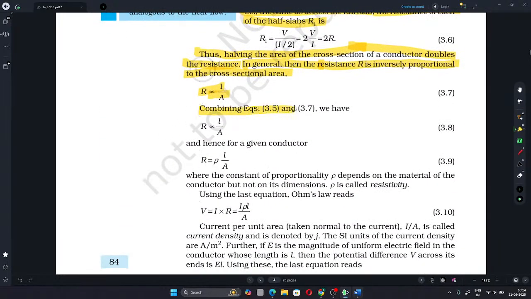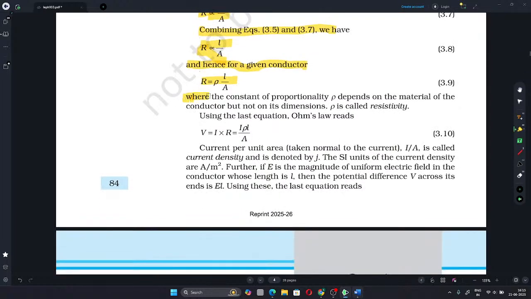Combining equations 3.5 and 3.7, R is directly proportional to L and inversely proportional to A. R is proportional to L by A, and hence for a given conductor, R equals rho L by A, where the constant of proportionality rho depends on the material of the conductor but not on its dimensions. Rho is called resistivity. Using the last equation, Ohm's law reads V equals IR, V equals I rho L by A.